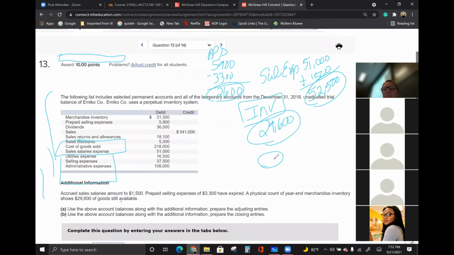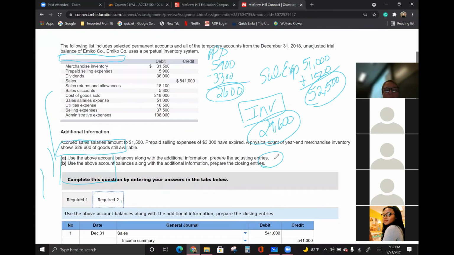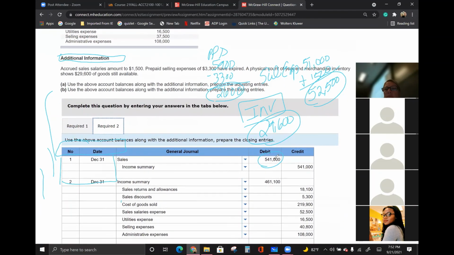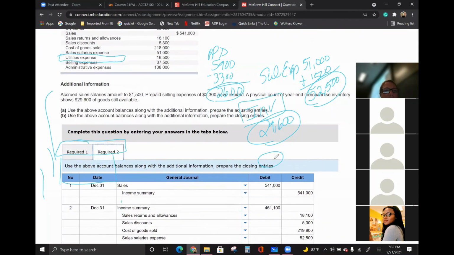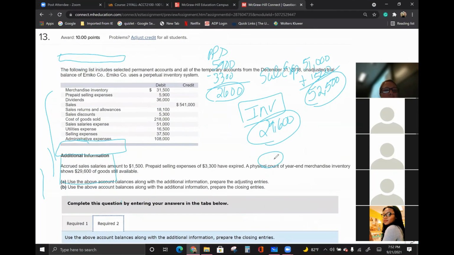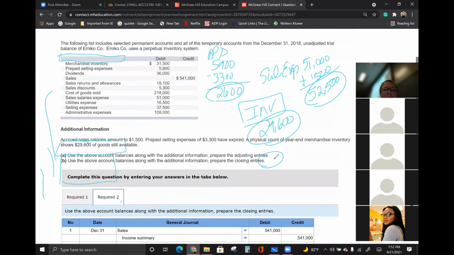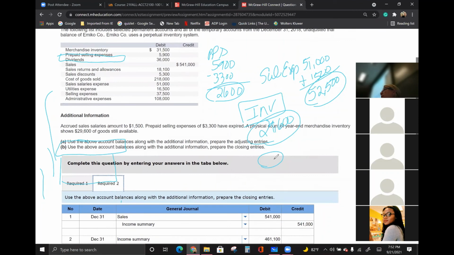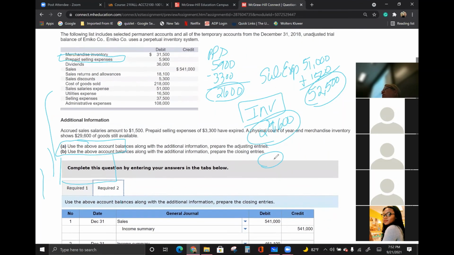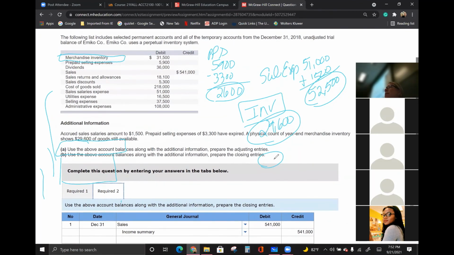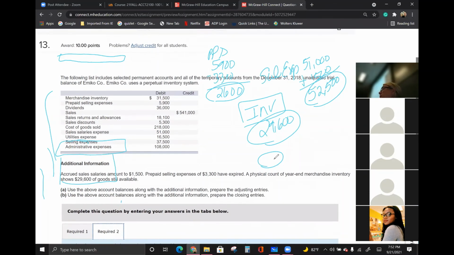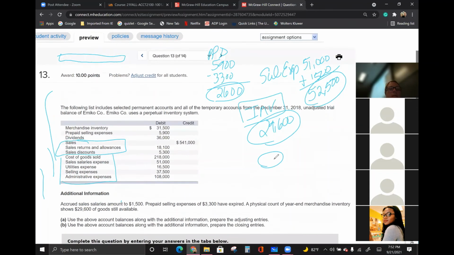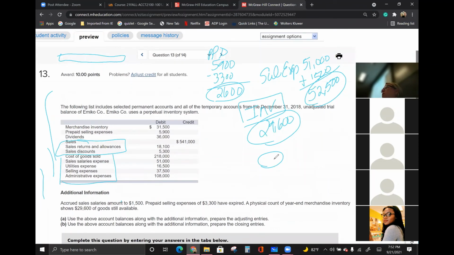Salaries expense, remember we did the adjustment. So the salaries expense should be the 52.5, which we calculated after the adjustment. We have utilities expense, 16.5, selling expenses. We have to change that one because we had prepaid, that was 5,900, we reduced it. The debit went to selling expenses. So we have to add 3,300 to 37.5. Do you remember us making that adjustment, 3,300?